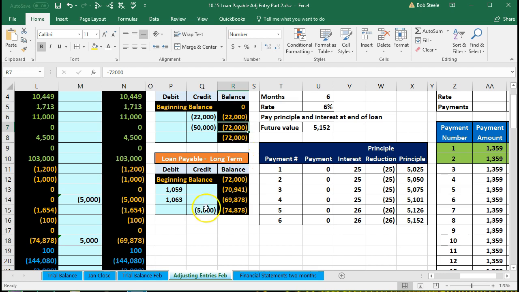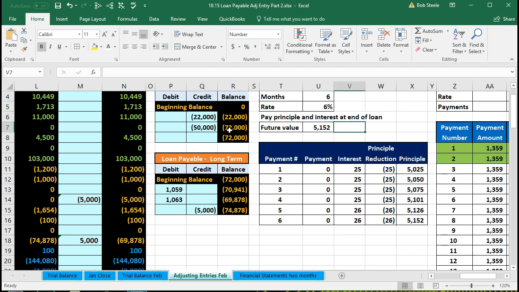The second loan was this 5,000 that was included in this account. We're going to be dealing now with this loan and breaking out the short-term and long-term portion. Unlike the 5,000, which was all short-term, all due within a year, this loan will have a short-term and a long-term portion. The only way to break that out is to see the amortization table.